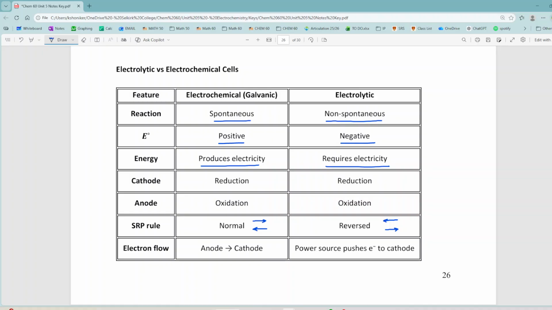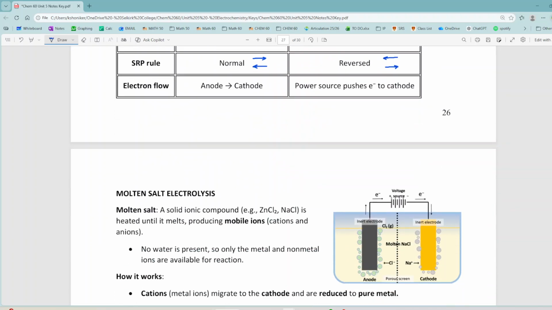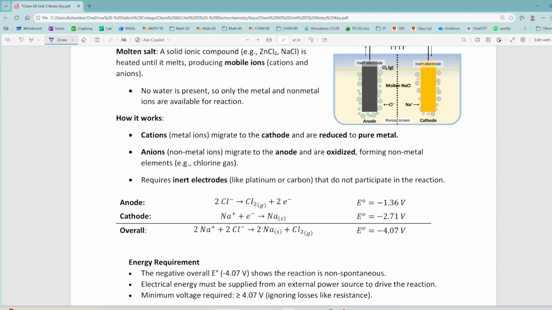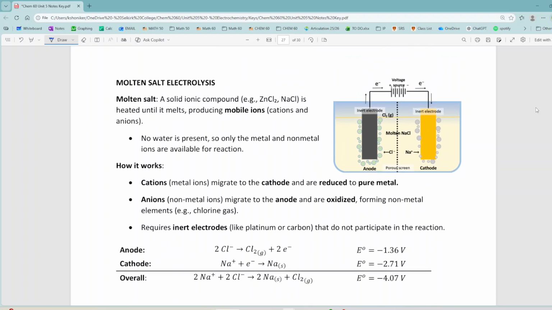The only thing we're really changing is that when you pick your species, you're picking an overall E value that's negative, and then you have to force the reaction to occur. So what I wanted to give you next was an example of a simple electrolysis. A simple electrolytic cell has a molten salt, which means you have a solid ionic compound, like zinc chloride or sodium chloride, that is heated until it melts. And so you've got these mobile ions floating in solution.